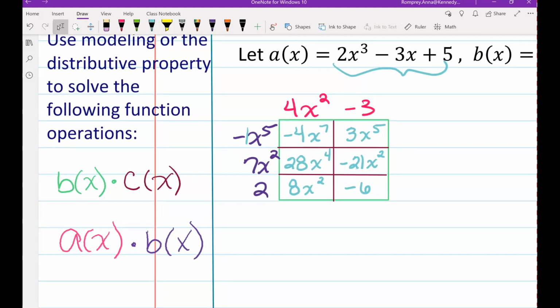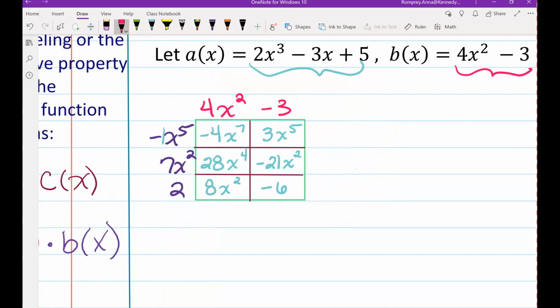Now to simplify, we're really just going to combine like terms, and I'm going to write it in standard form. So again, we have b of x times c of x equals, all right, so my first term, I've got negative 4x to the 7th. Positive 3x to the 5th. Okay, what's the next smallest? 28, so positive 28x to the 4th.